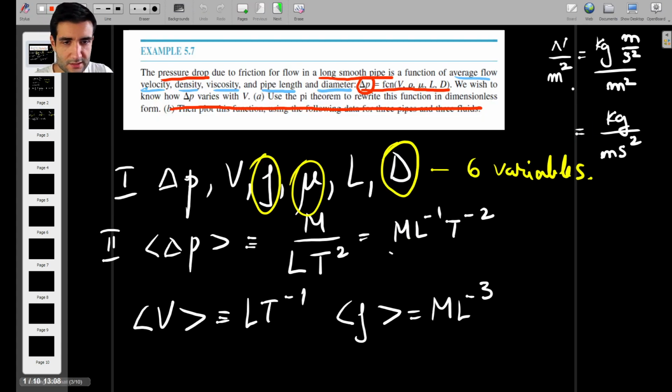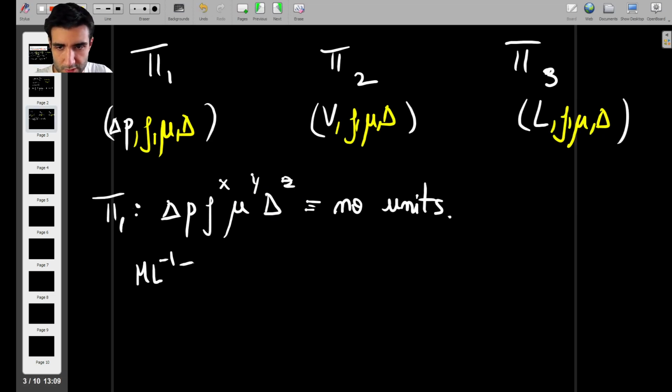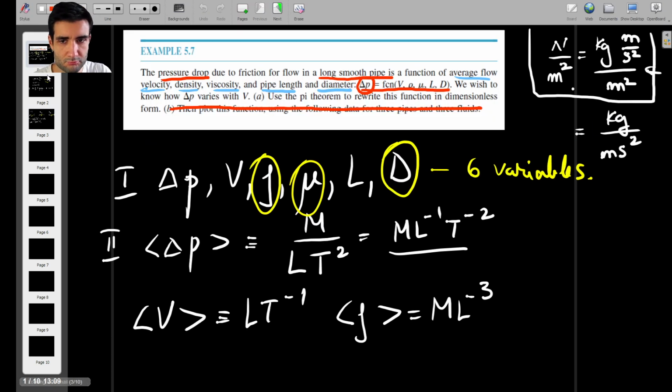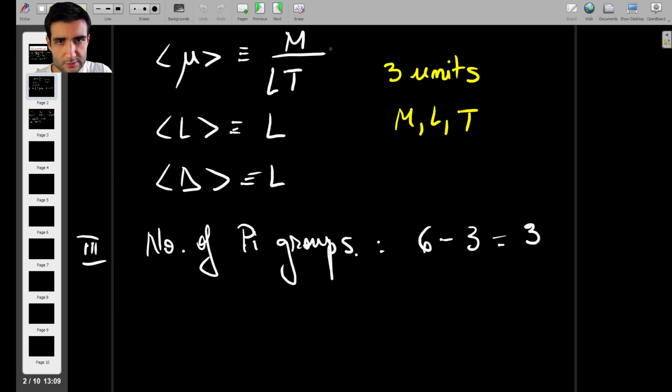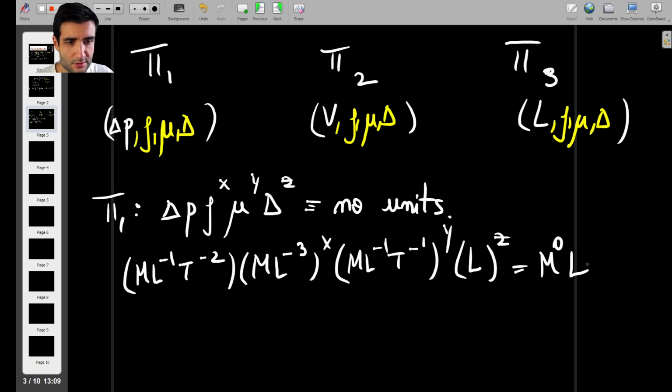So for delta p, we know that's ML to the minus 1, T to the minus 2, because we got that from here. Okay, so ML to the minus 1, T to the minus 2. And then we have ML to the minus 3 to the power x. And then we have mu to the power, okay, let's actually write mu as ML to the minus 1, T to the minus 1. So ML to the minus 1, T to the minus 1 to the power y times diameter, which is a length, to the power z, and this should be M to the 0, L to the 0, T to the 0.